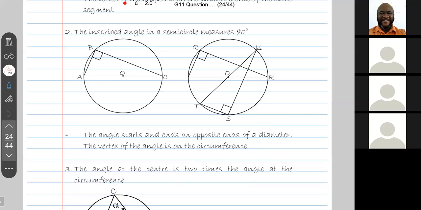Guys, if I have the diameter and I start an angle from one end of the diameter, go up to the circumference, and then come back down to the other end of the diameter, the angle that is formed in the semicircle must be equal to 90 degrees, and it is called the angle in a semicircle. So the diameter AC divides the circle into 2 halves. A half of a circle is a semicircle, and the angle in a semicircle must be equal to 90 degrees.